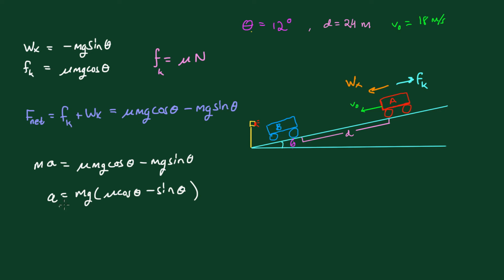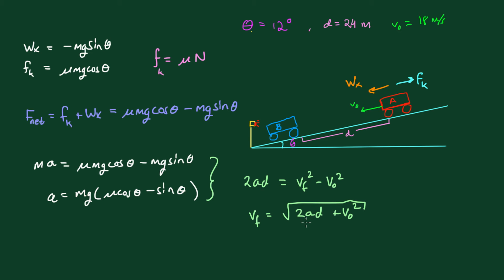Okay. Now that we have an expression for A, we need to find the final velocity at which car A strikes car B. Now, if you remember some of your kinematics equations, that will be really helpful at this point, because with this information, you can use the formula 2AD is equal to V sub F squared minus V sub 0 squared, which means you can solve for V sub F. V sub F is then equal to the square root of 2AD plus V0 squared.